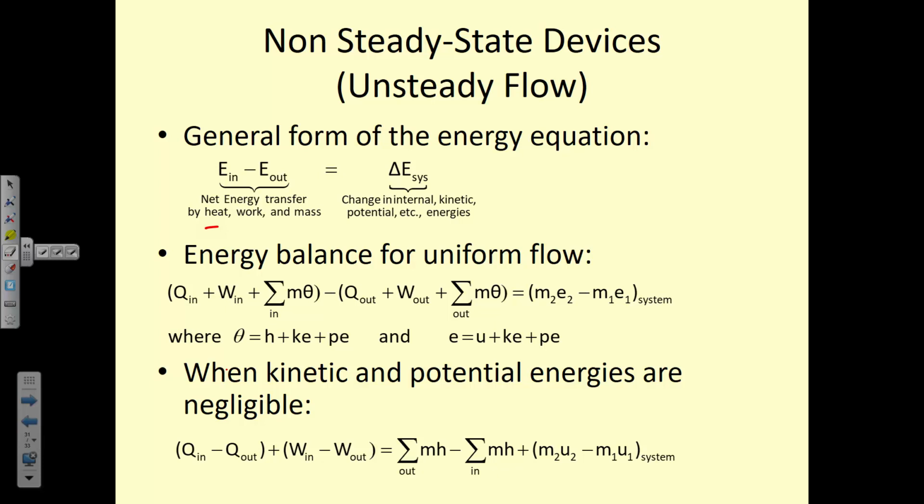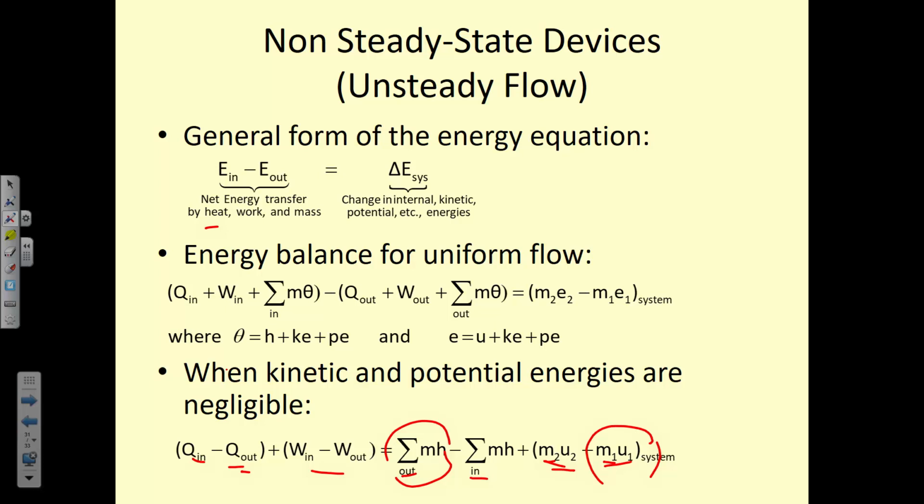And if we neglect kinetic and potential energies, then we have Q in minus Q out plus work in minus work out is equal to the sum of the mass times the enthalpies of every outlet minus the sum of the mass times the enthalpies of whatever's coming in plus M2U2 minus M1U1. So we need to distinguish between what's coming in and what's coming out and the initial and final states. Because in our previous steady flow problem, maybe we were using M1 as an inlet and M2 as an outlet. In this case, the subscripts 1 and 2 denote initial and final.